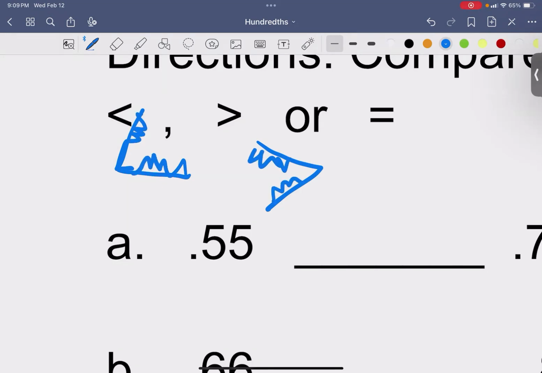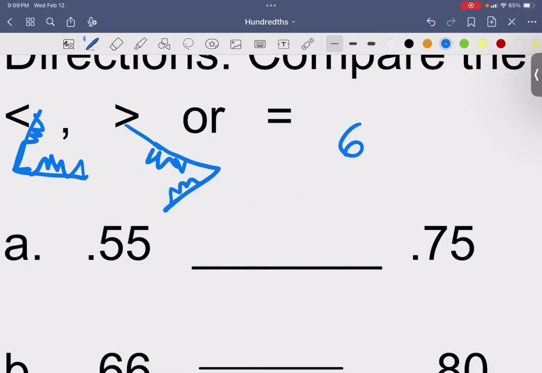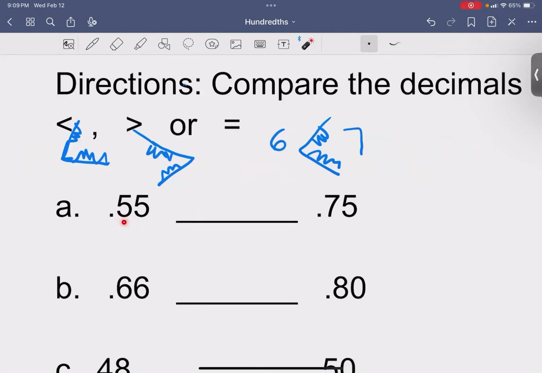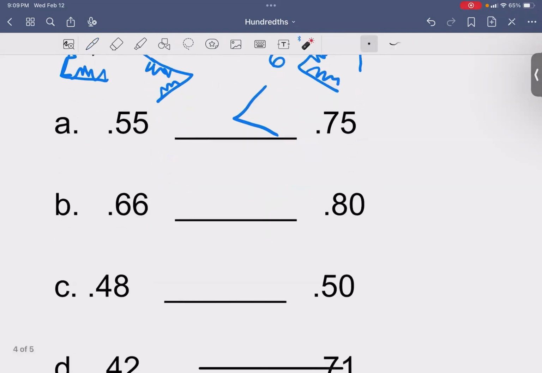The mouth is always going to eat the bigger number. So if I have 6 and 7, the bigger number is 7, so the mouth is going to eat the bigger number. All right, so we have 55 hundredths, 75 hundredths. 75 hundredths is more than 55, so the mouth is going to eat the 75. 66 hundredths, 80 hundredths. 80 hundredths is bigger.